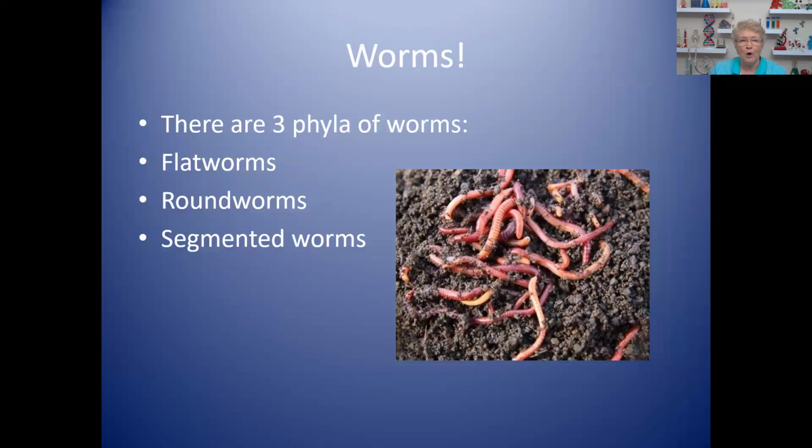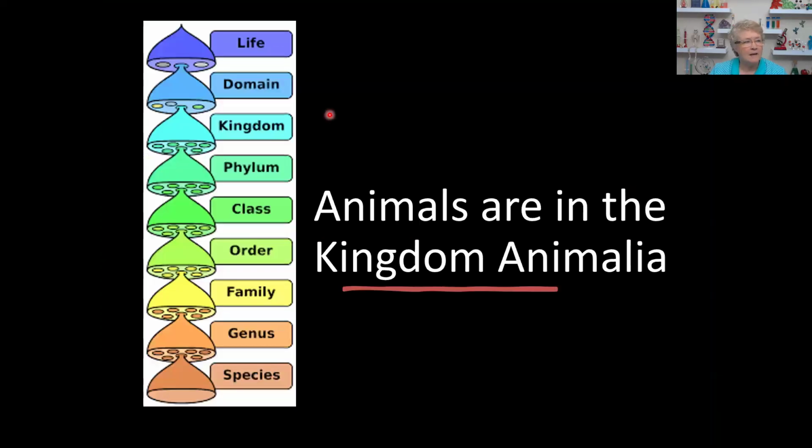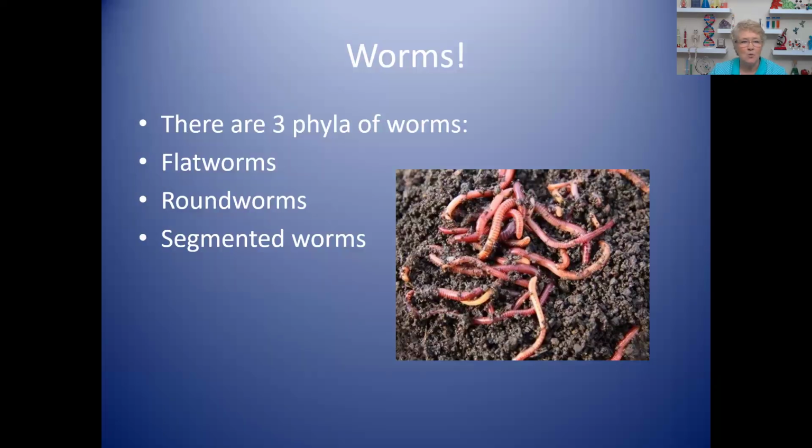All right, then we will talk this week about worms. Now remember, under kingdom Animalia, there's a bunch of different phyla. Well, the phylum Cnidarian is one. The phylum Sponge, Porifera is what it's called, is another. And then we have these worms. Now there are 3 different phyla of worms. There are flatworms, roundworms, and segmented worms.